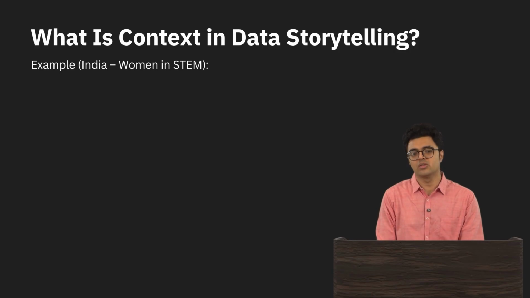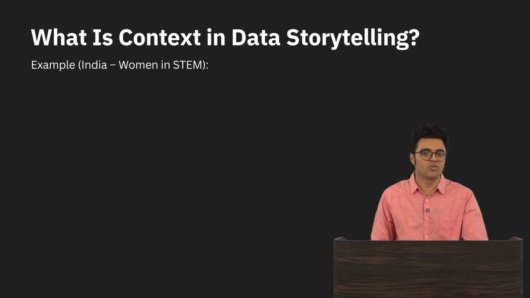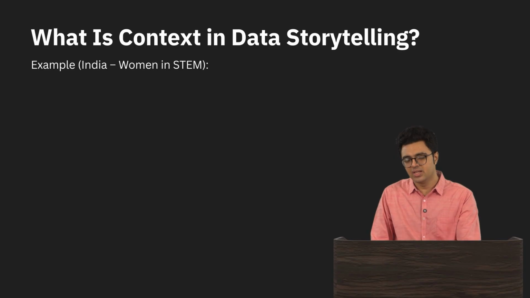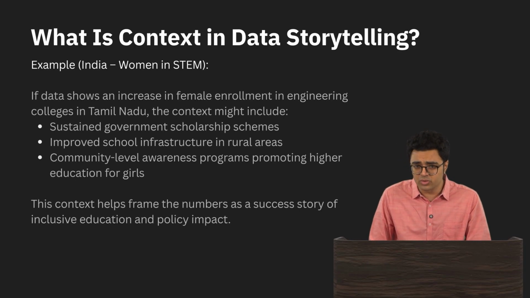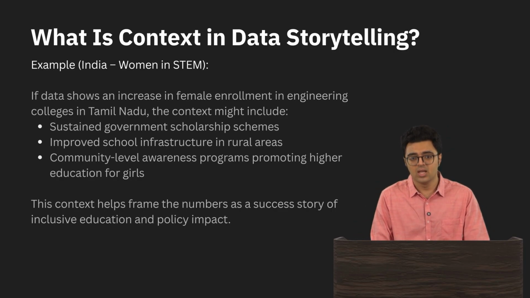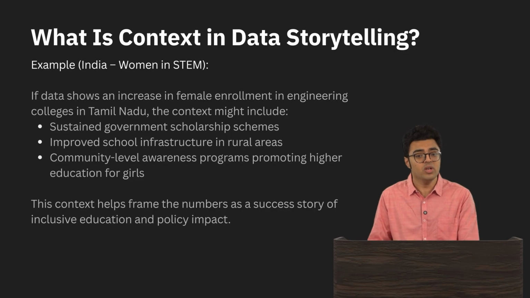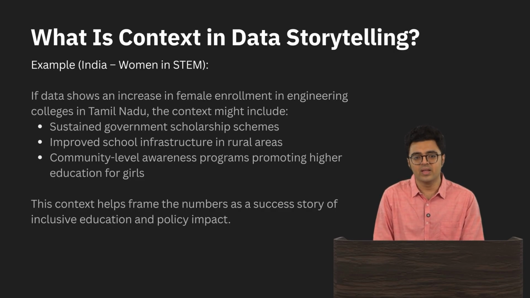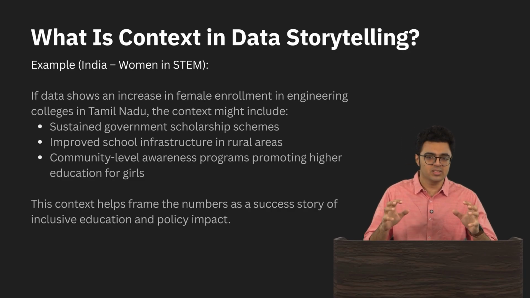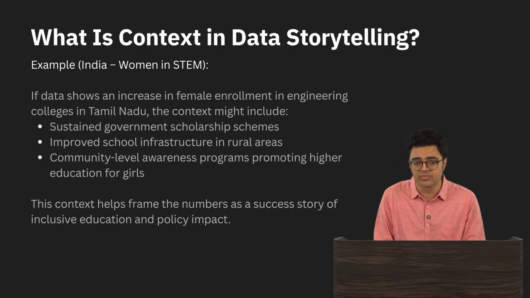For example, let's look at women in STEM in India. STEM is the acronym for science, technology, engineering, and mathematics. If data shows an increase in female enrollment in engineering colleges in Tamil Nadu, the context might include sustained government scholarship schemes, improved school infrastructure in rural areas, and then community level awareness programs promoting higher education for girls. This context helps frame the numbers as a success story of inclusive education and policy impact, both of them.